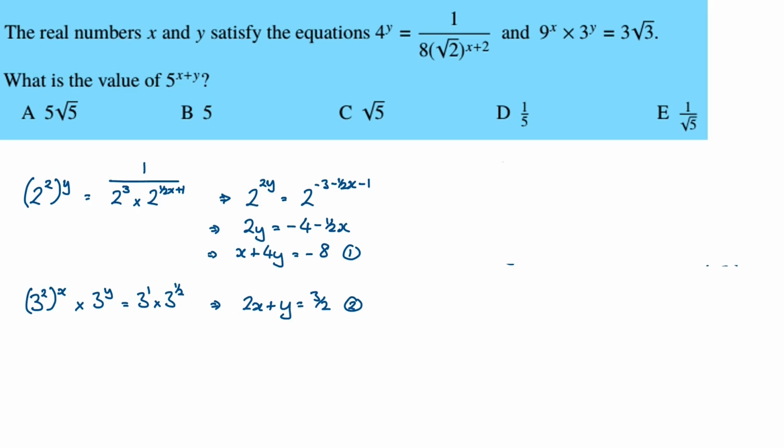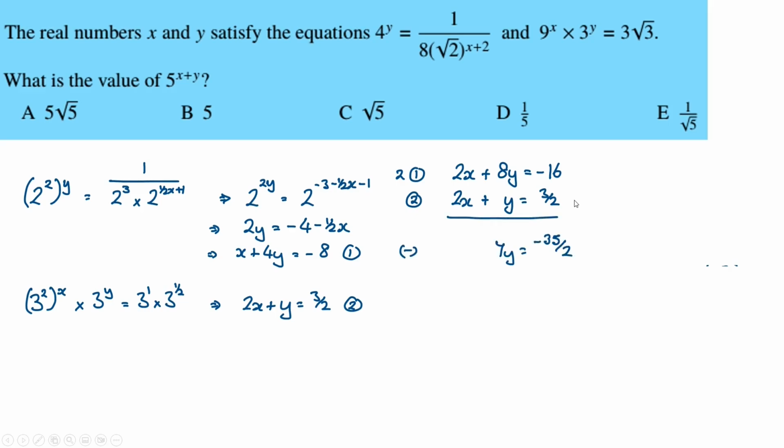So this one's not terrible. 2 expressions, 2 unknowns. Let's make the first one twice as large. Then I can just take away the second from the first, and that's going to give me, looks a little bit messy, but 7y equals minus 35 over 2. But of course 7 goes into 35, so that makes it all nice and neat, so y is minus 5 over 2.